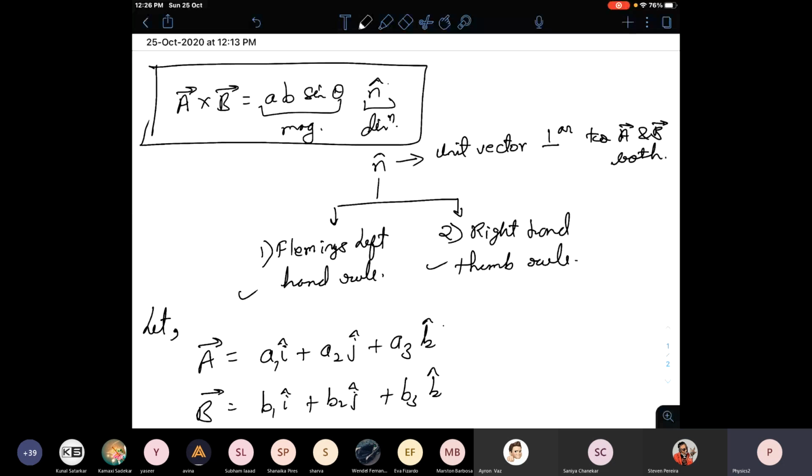Now you are going into vectors. Start using dot and cross. A dot B. A cross B. Don't say into. Into is multiplication. That is mathematics.